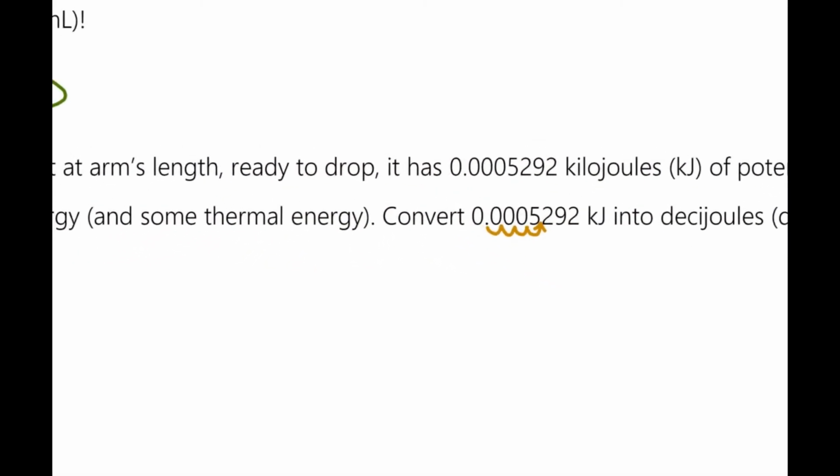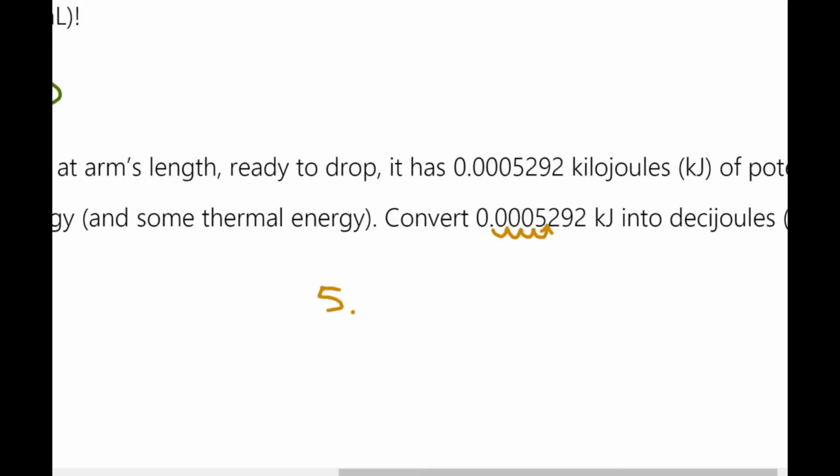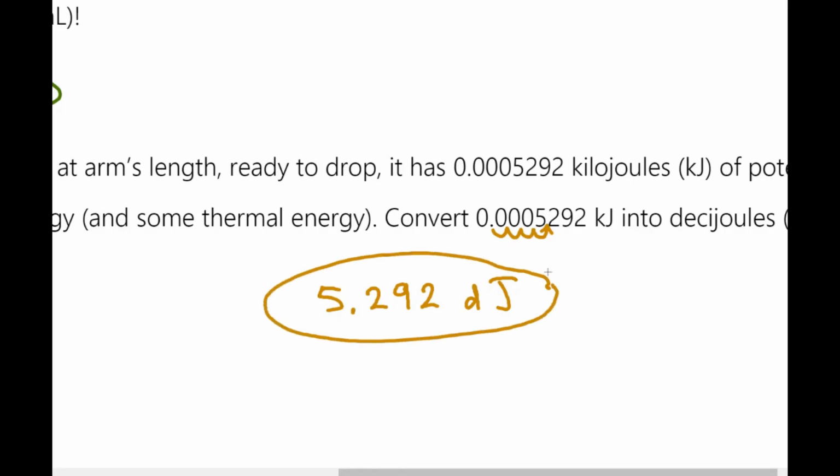My decimal is right here. So I'm going to go past this 0, past the 0, past the 0, past this 5, and ending right there. So this is going to be 5.292. And now my unit is DJ for decijoules. All these zeros in front won't really make much sense if I leave them there. When you say 5, you don't say 0.5, and you certainly don't say 0.005 either. You just say 5. Kind of like zeros trailing at the end, zeros at the front don't really affect your value, so we don't really need them. So I'm going to get rid of them. So my answer is going to be 5.292 decijoules.